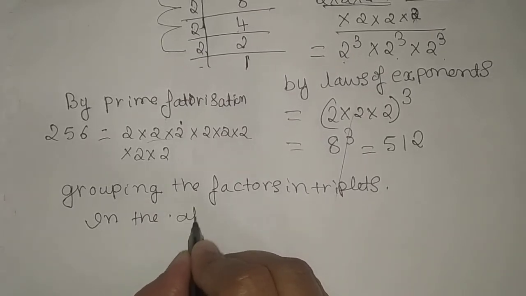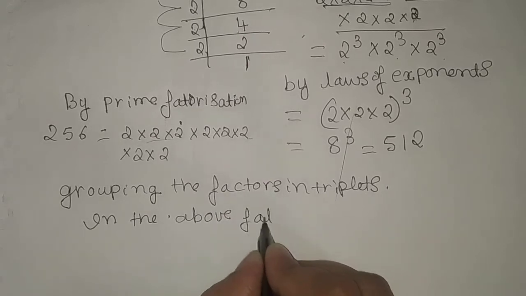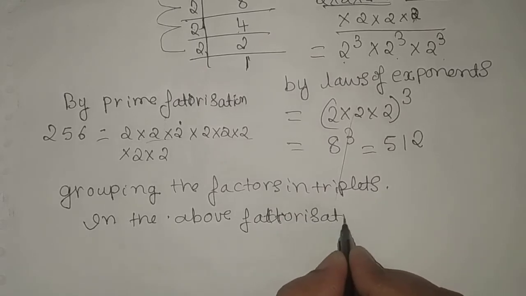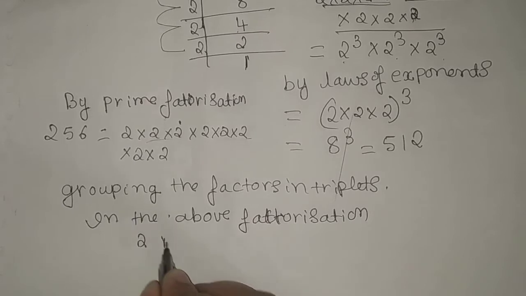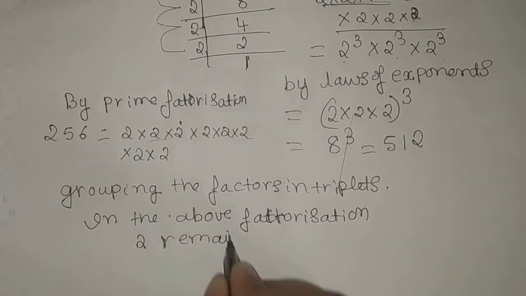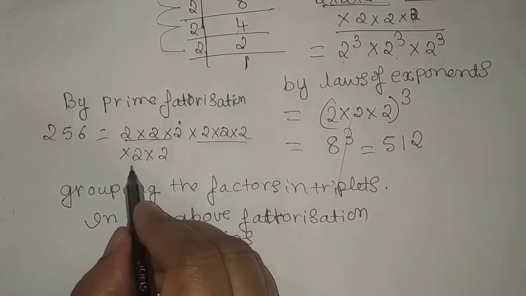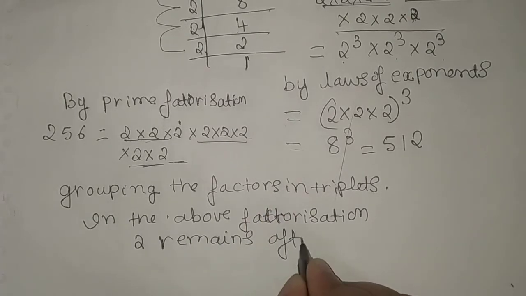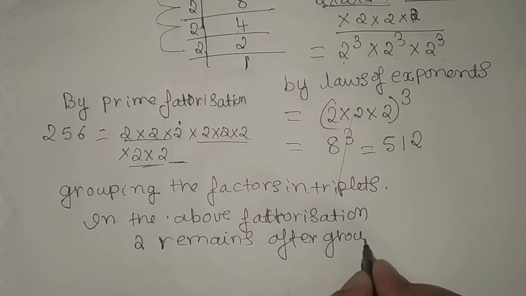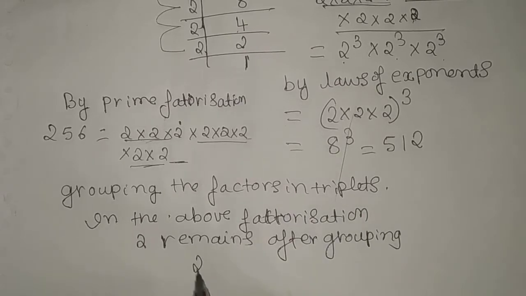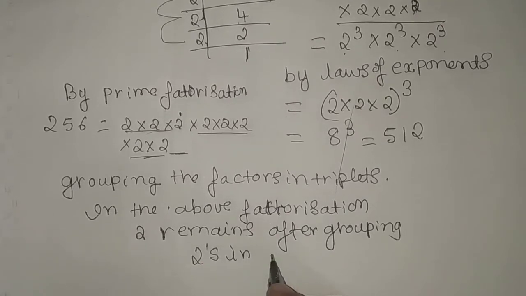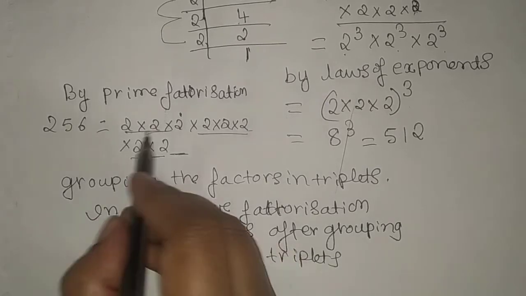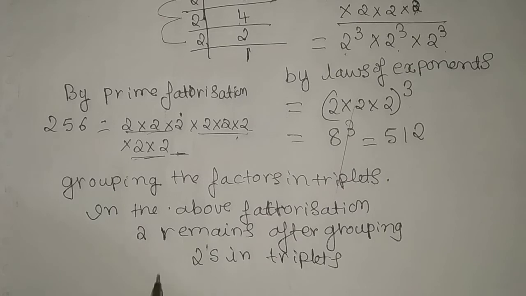In the above factorization, what we write: 2 remains after grouping, meaning these three, and there is 2, one more is required. 2 remains after grouping. So what we have to write is: 2 remains after grouping 2's in triplets. So the meaning is 2 groups we made, one more 2 is required for the third group.